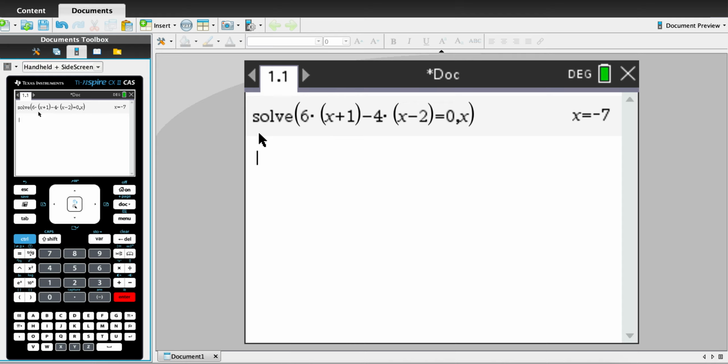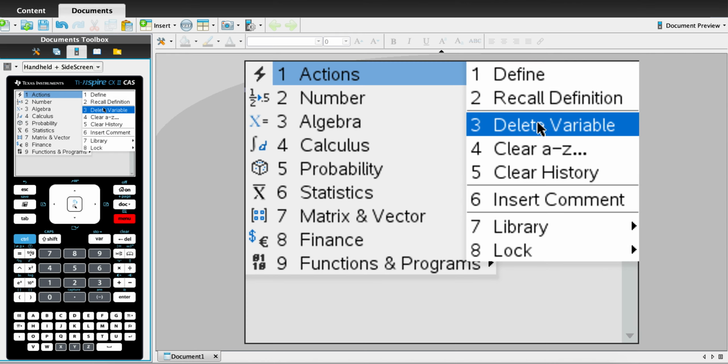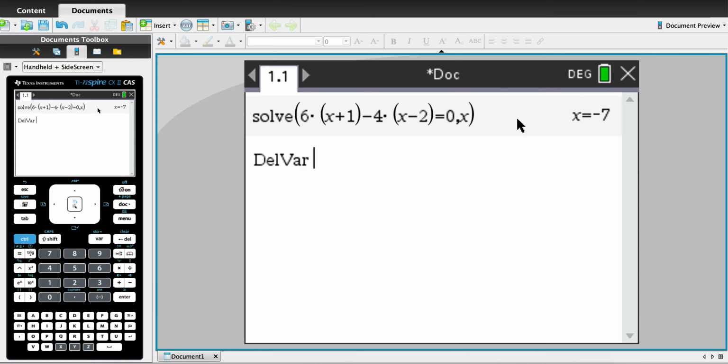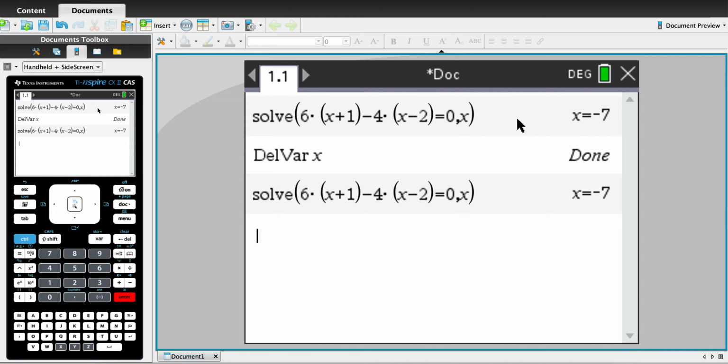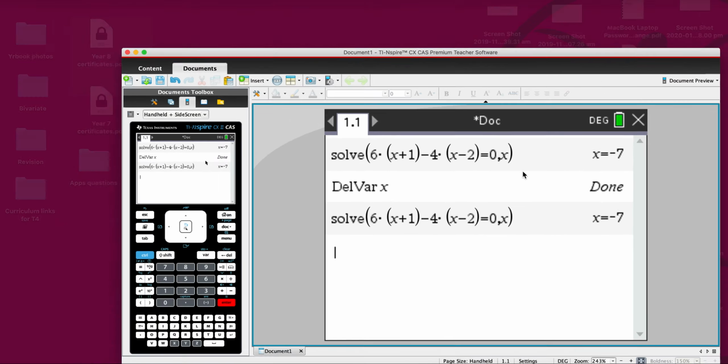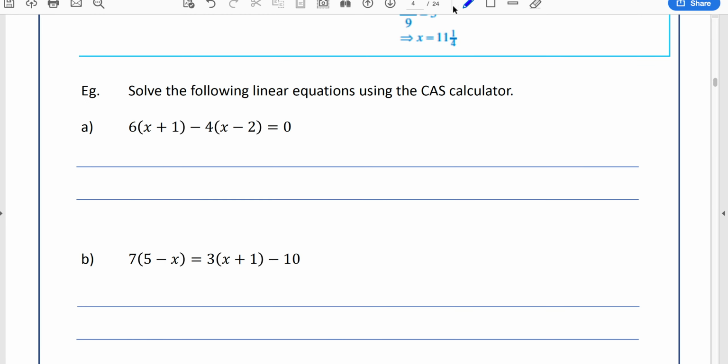Now, just a note, you'll notice that my x is coming up bold. Yours may not be doing that, and that's because I've got something saved for x. So if I go menu actions, delete variable, I'll just show you the difference and type in x, it'll just clear it for me. But that shouldn't change the result that you get, as you can see. So I've got x is -7. And I don't need to show any workings because I used my calculator. I just put my answer.